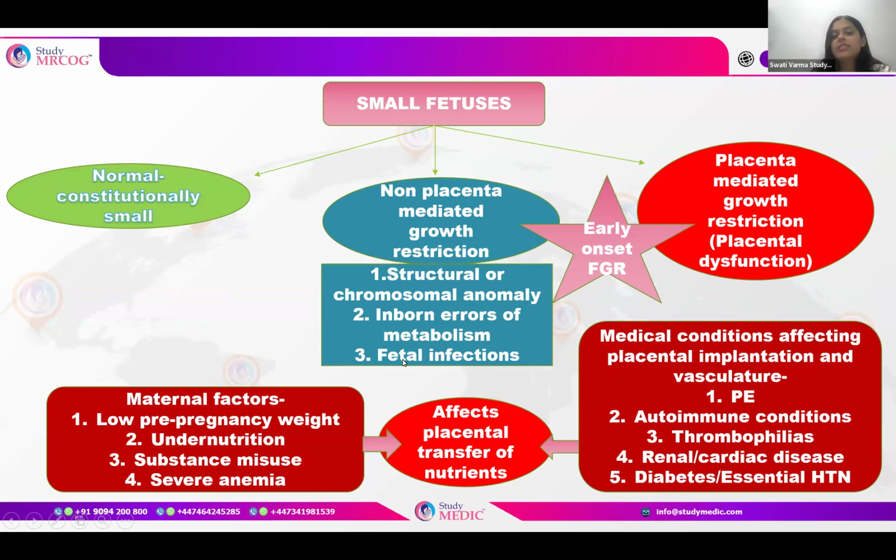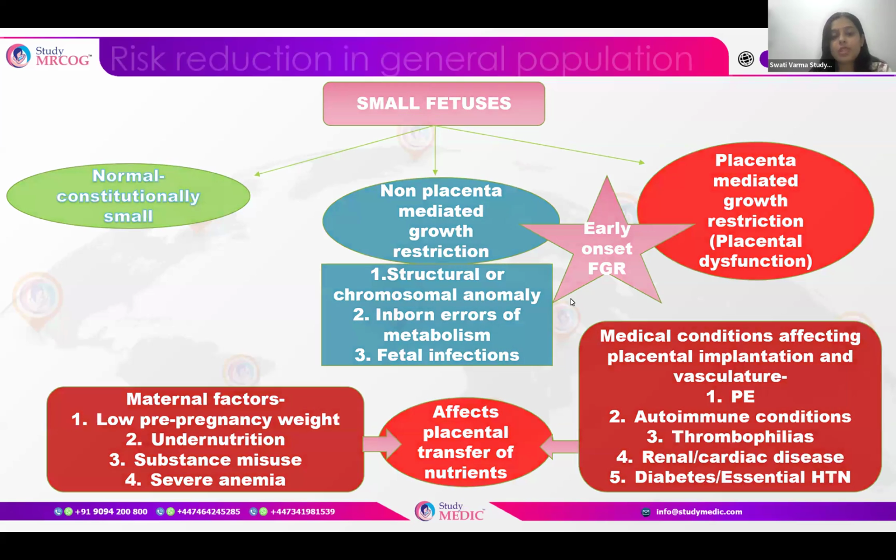And usually things like these will cause early onset FGR because these will be present right from the beginning of pregnancy or from the 2nd trimester itself. And up to 32 weeks, it's early onset FGR. So these things are mainly responsible for early onset FGR.